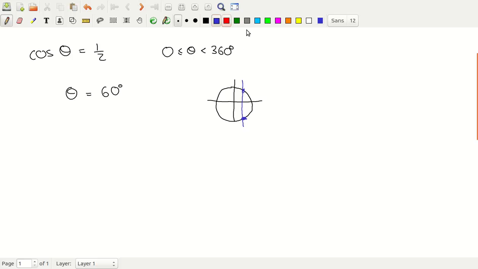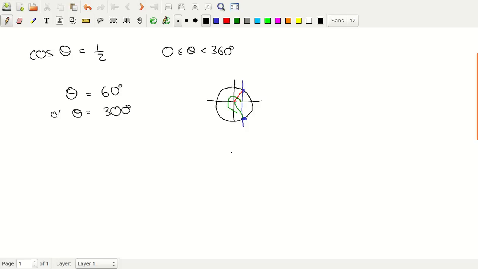So our calculator has told us that this angle here is 60 degrees, and the other angle that we're looking for starts here at east and goes all the way around and gets to this line, which, using the symmetry of the circle, is actually 60 degrees short of a full turn. So theta equals 300 degrees.